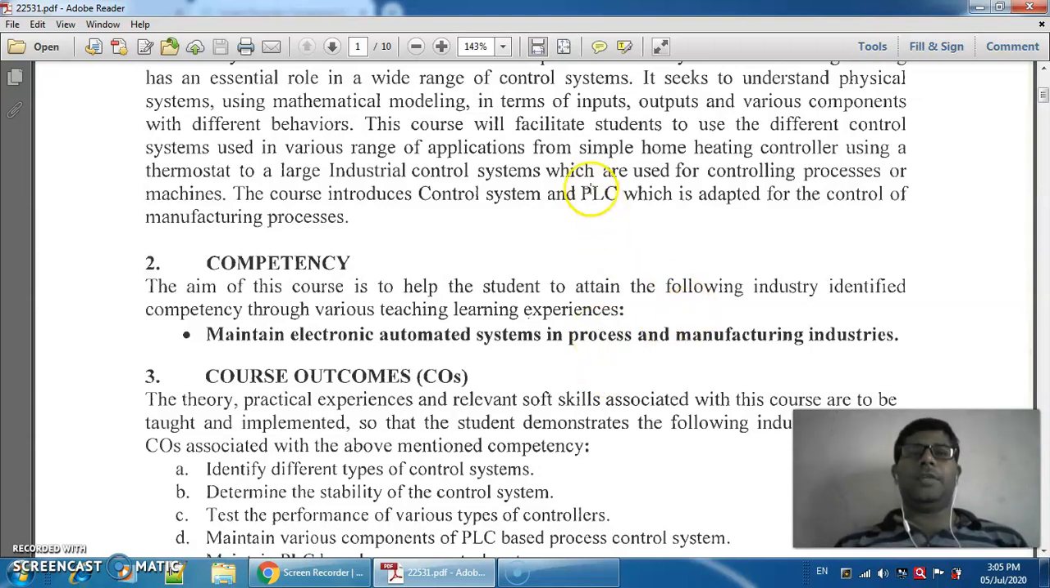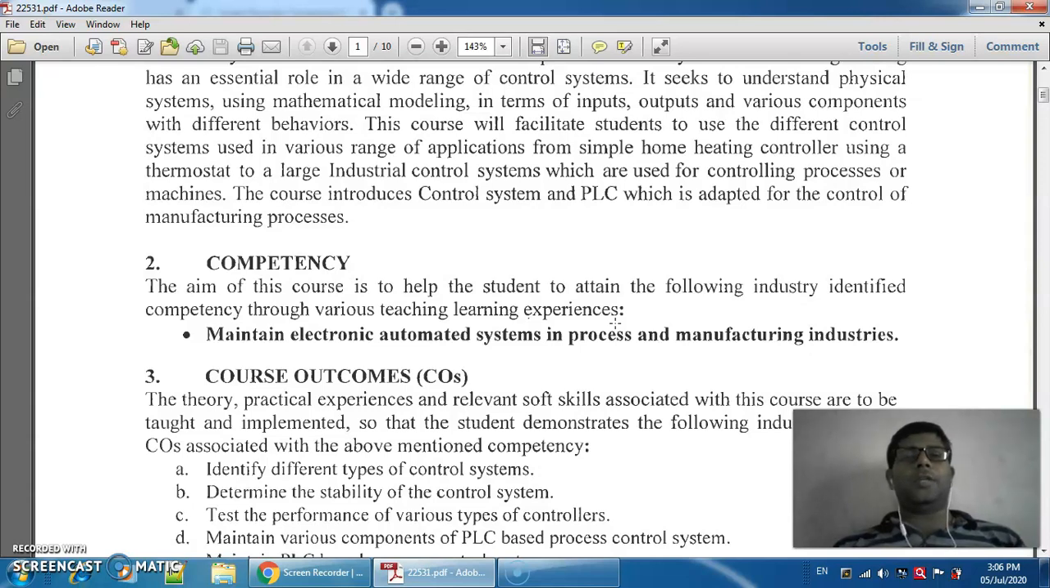So PLC is a very important topic in this subject. Control system is also very important, but PLC is important too, because when you go out for jobs after completing this course, all the automation industries use PLC. We will see PLC and SCADA in detail.